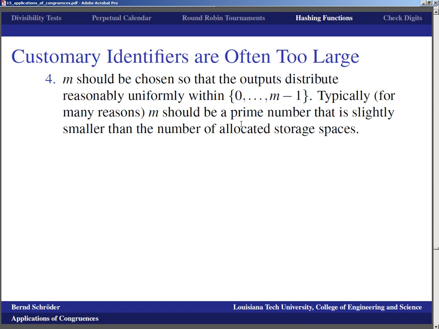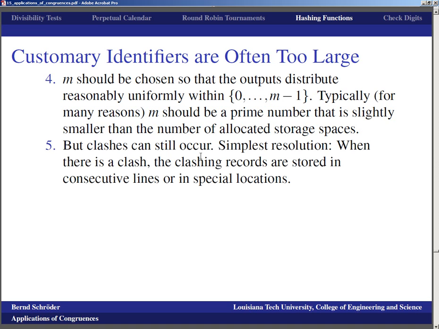And for many reasons, which I'm not going to go into detail on because I am not sure I could explain them all because I don't know them. Remember, I play a number theorist on this show, but I am not a number theorist. But for many reasons, m should be a prime number that is slightly smaller than the number of allocated storage spaces.